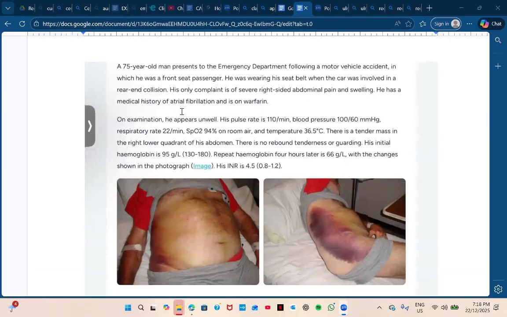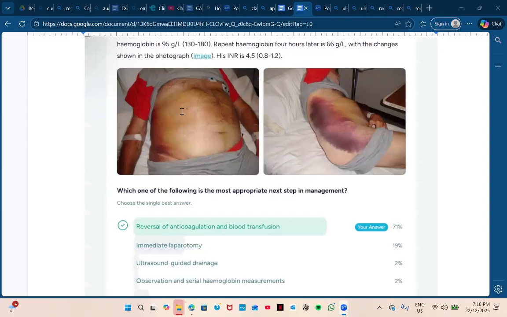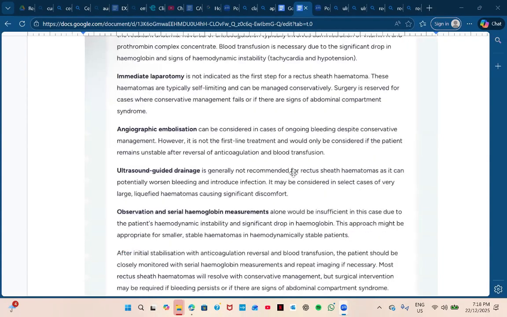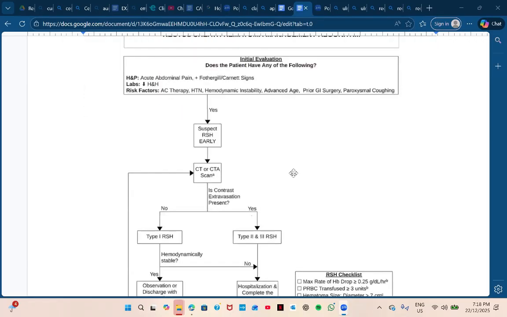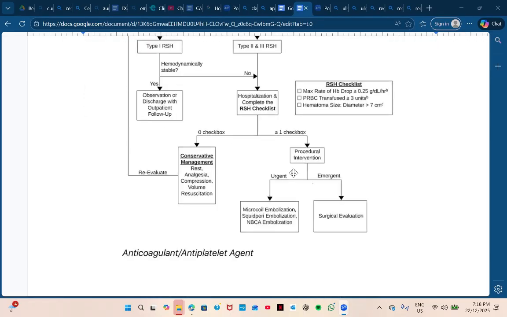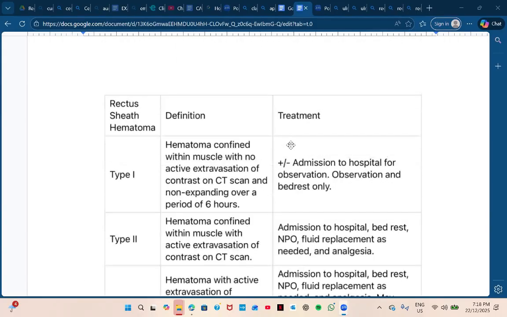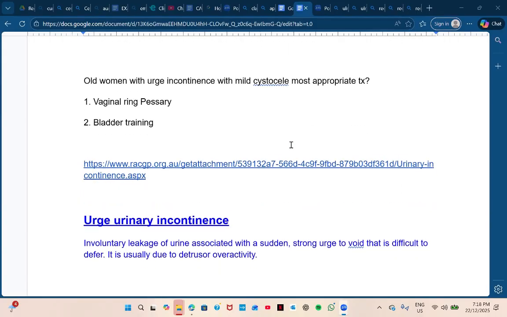Yeah. So let's move to the next question. I have added this one to identify the treatment for rectal sheath hematoma. How do we differentiate between blood transfusion and conservative management? Okay. Let's discuss the next question.